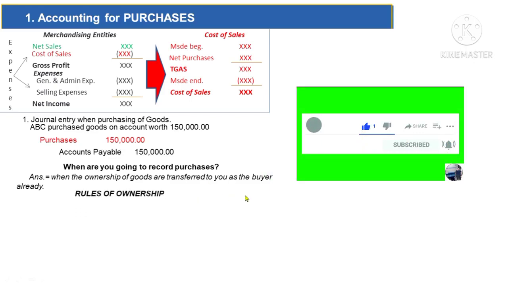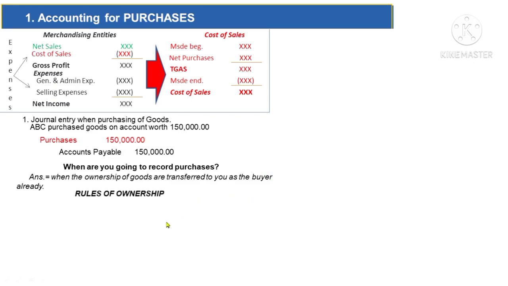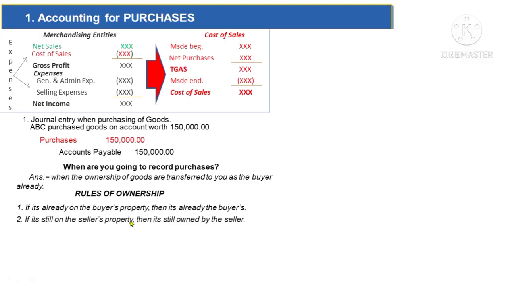Let's check the rules of transfer of ownership. Number 1, if it's already in your property, then it's already yours, except if you are only the consignee, because then you are just the custodian of those inventories. The only transaction that you can account for as the consignee will be the commission that you're going to receive if the consigned goods are sold. Number 2 is just a reminder that if the goods are still in the property of the seller or supplier, then you can't debit purchases yet.